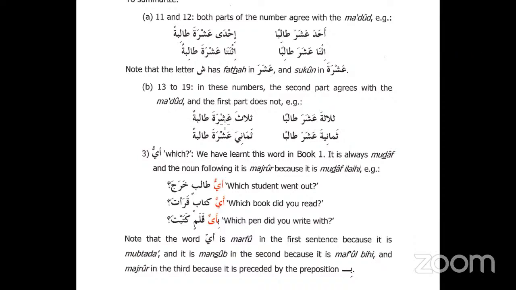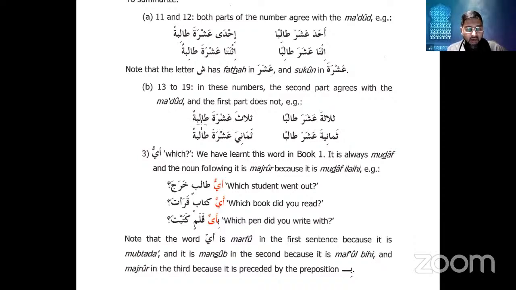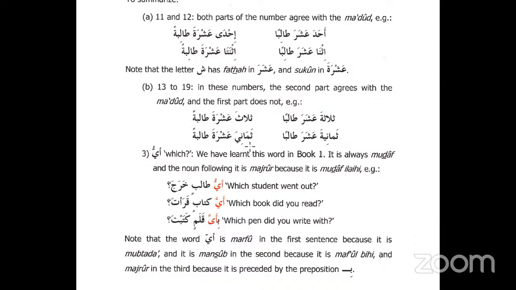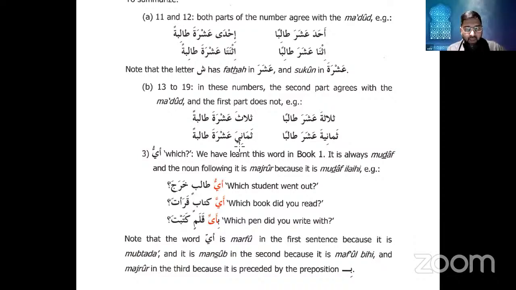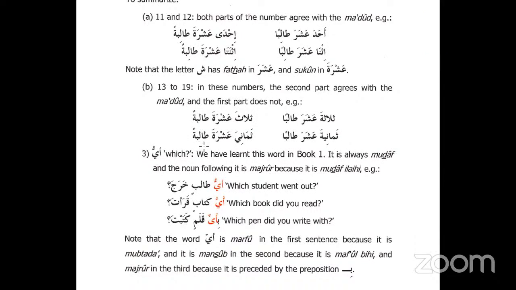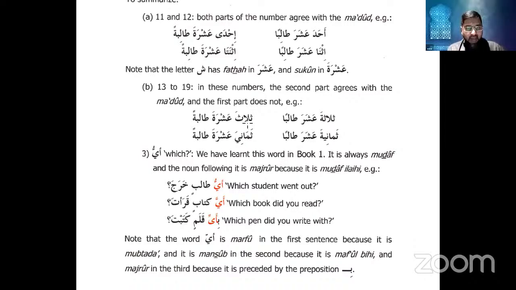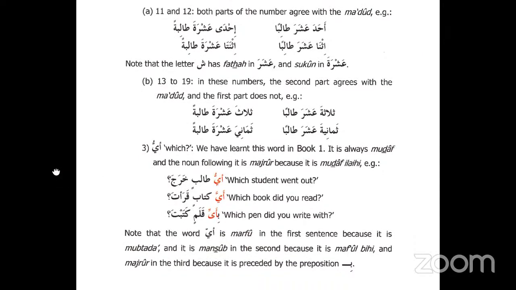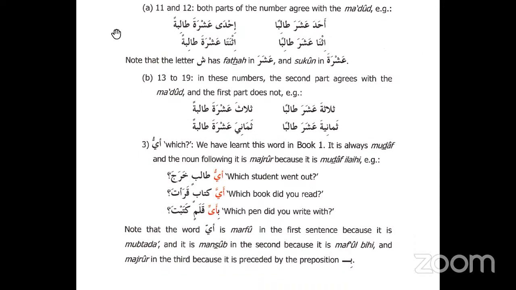See this now? ثلاثة عشرة طالبة. ثمانية عشرة طالبة. So ثمانية is the 8 for masculine. ثلاثة is masculine because it doesn't have the ta marbuta. عشرة is feminine because the ma'dud is feminine. Is this clear? Yes. Thamani ashrata taliban.